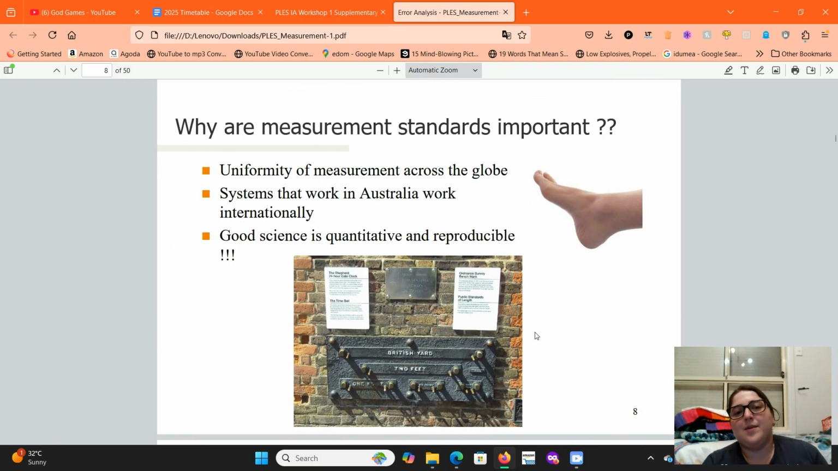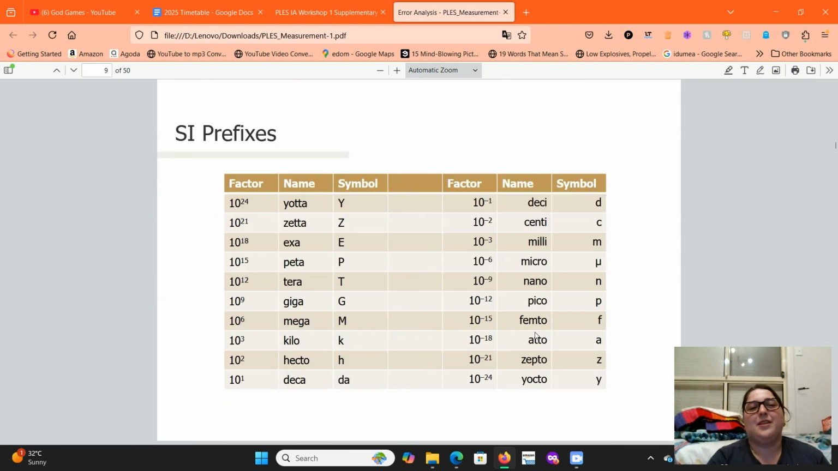Alright, so why are measurement standards important? First and foremost, uniformity of measurement across the globe. Secondly, systems that work in Australia work internationally. And good science is quantitative and reproducible. Okay? If you cannot reproduce your results in your experiments, you're not sciencing well enough. Okay? Alright, so some prefixes you need to know.